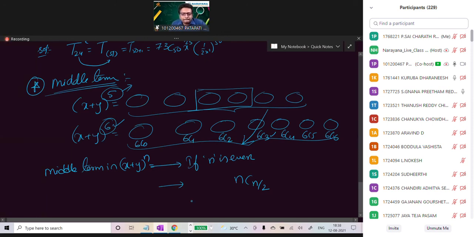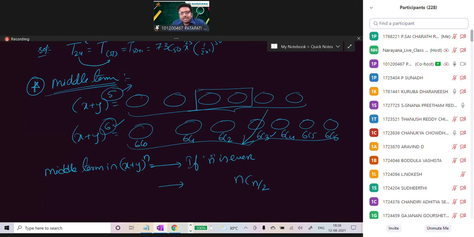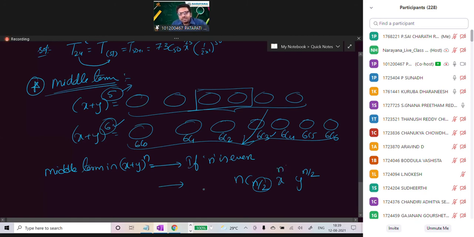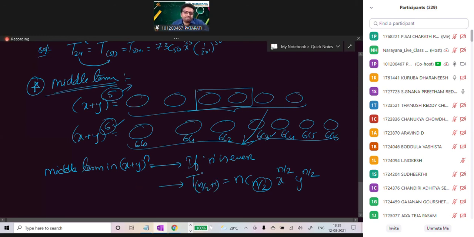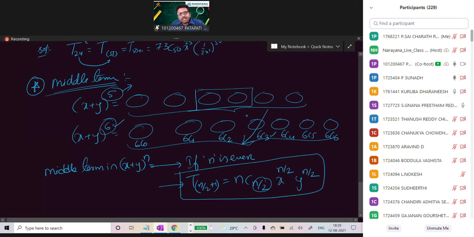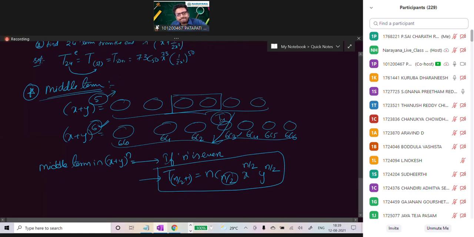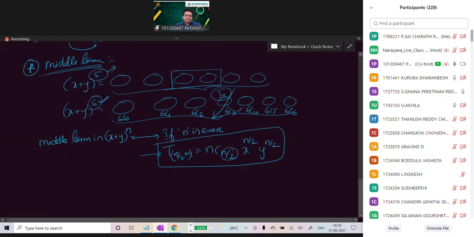It should be nC n by 2, right? Yes. If it is n by 2 here, y will have power n by 2, and x also will have power n minus n by 2, which is n by 2. And this is T(n by 2 plus 1). You see? The fourth term, n by 2 is 3, T(3 plus 1). The fourth term is the middle term. Is it okay? So I hope this is straightforward.